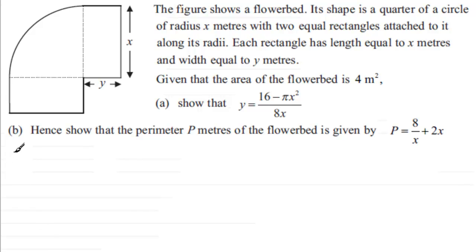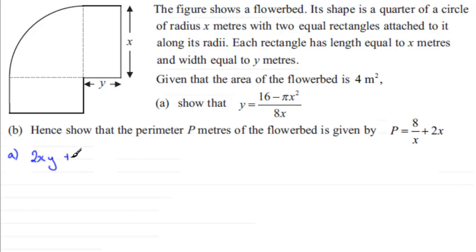Well, with part A, we've got that the area of the flower bed is 4 square meters. So all we've got to do is just form an equation that gives us the area of the flower bed and equate it to 4. So if we start off with the area of the rectangles, one rectangle is going to have an area of x times y, and you've got the same for the other rectangle. So the area of two rectangles is going to be 2xy.